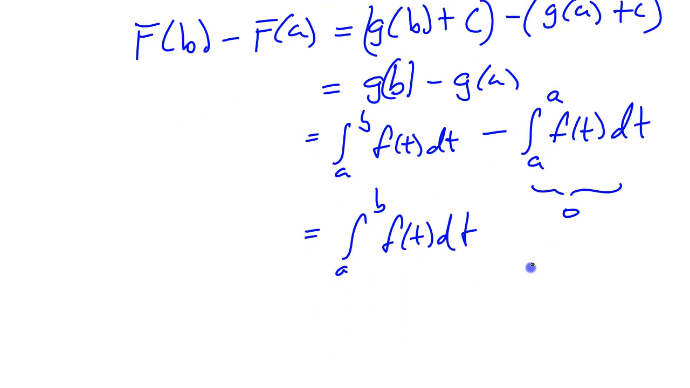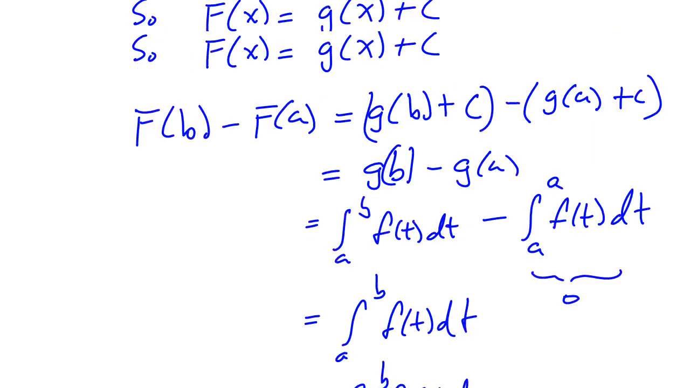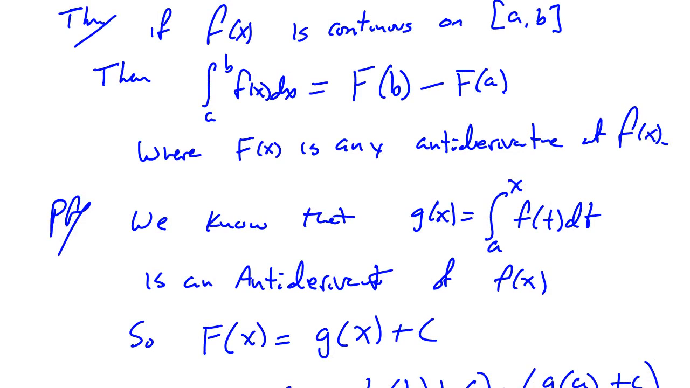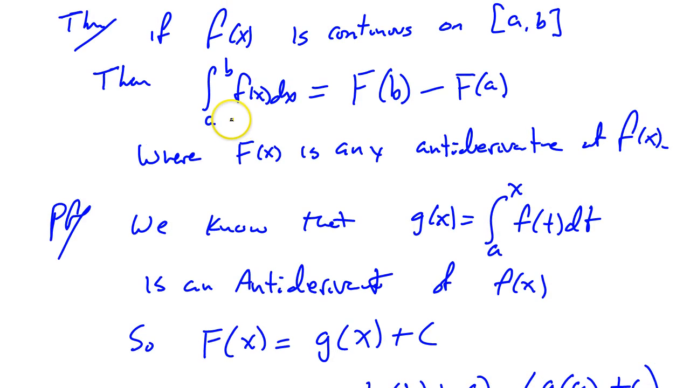I actually wanted this to be the integral from a to b of f of x dx, and it really doesn't matter what your variable is at this point, because this is just a number. So there you go. The Fundamental Theorem of Calculus Part 2. If you want to find the definite integral of a function from a to b, all you've got to do is find an antiderivative and plug in the endpoints and subtract.